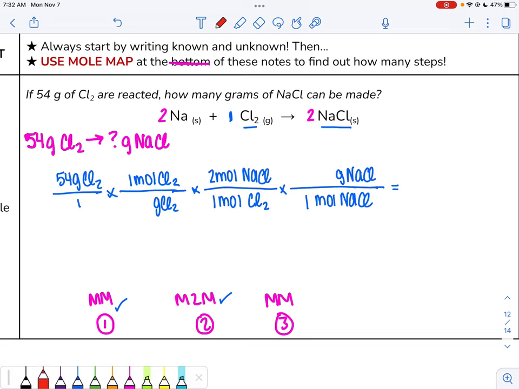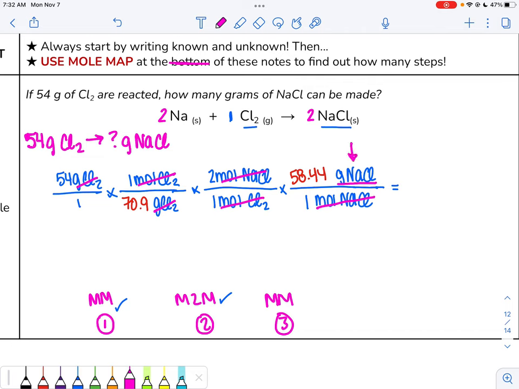So I did calculate the molar masses. I'm just going to give them to you to put into here. So the molar mass for chlorine is 70.9 grams. Molar mass for NaCl is 58.44 grams. So then when I take a look at my units to make sure that they cancel, I've got grams of Cl2 cross-canceling with grams of Cl2, moles of Cl2 cross-canceling with moles of Cl2, moles of NaCl cross-canceling with moles of NaCl, and my only units left are grams of NaCl.